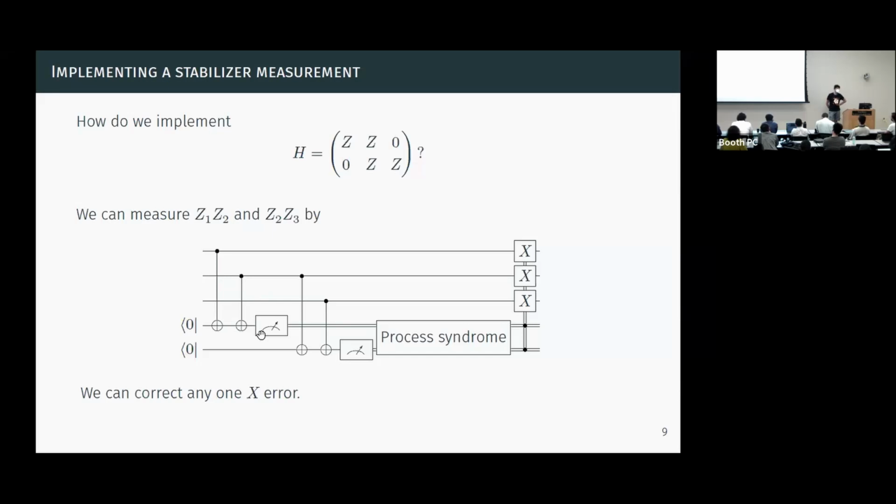Let's see. No, it wouldn't generalize because you don't have a superposition. Yeah, another question.